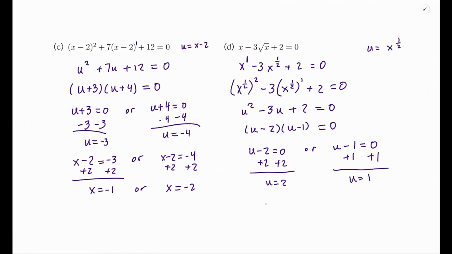Now plugging our x variable back in, we get x to the 1/2 power equals 2, or x to the 1/2 power equals 1. To get rid of the half power, I'm going to square both sides, because when you do a power to a power, you multiply, and 1/2 times 2 is 1. So we get x equal to 4, or x is equal to 1. Now, remember, whenever you have an equation with a square root in it, you should check your answers for extraneous solutions. If you check the number 4 and the number 1, both of them will work.